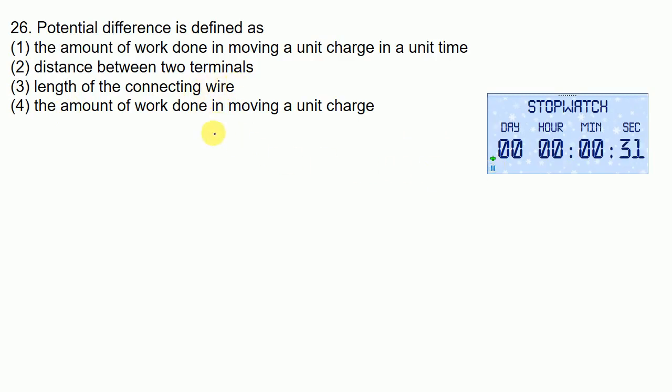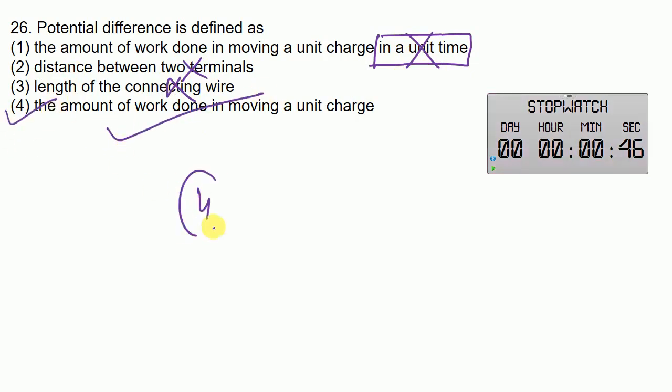Potential difference is defined as, come on, think. Okay, time over. You know, the amount of work done moving a unit charge is okay, but not in unit time. This is not, time is never considered in potential. Distance we need to know, length of conducting wire, no, amount of work done moving a unit charge. This is the correct fourth option, or D, whichever you can write. Next.